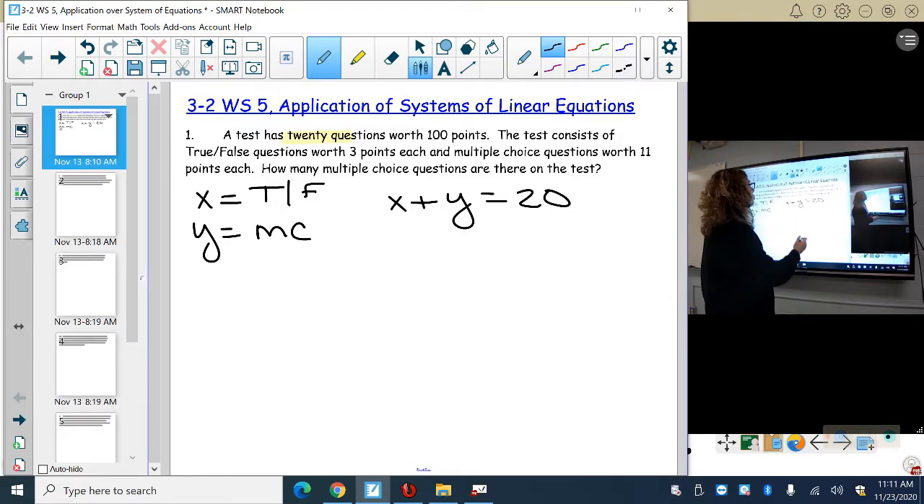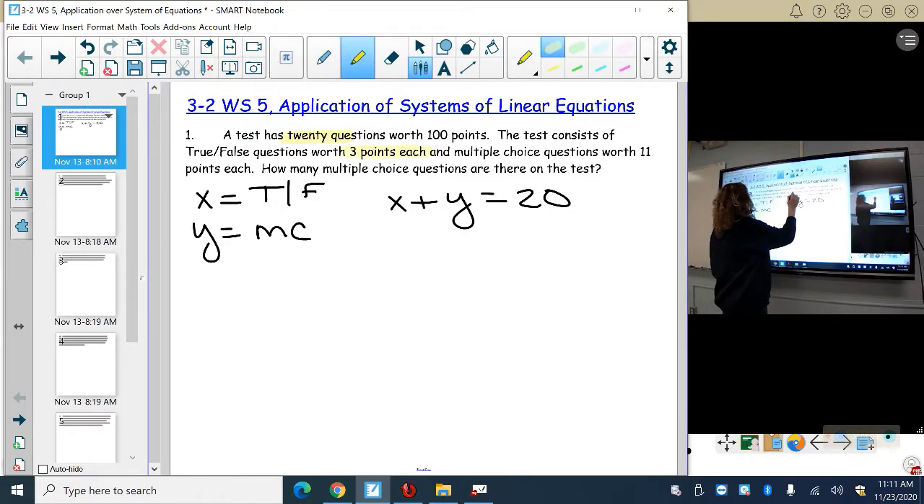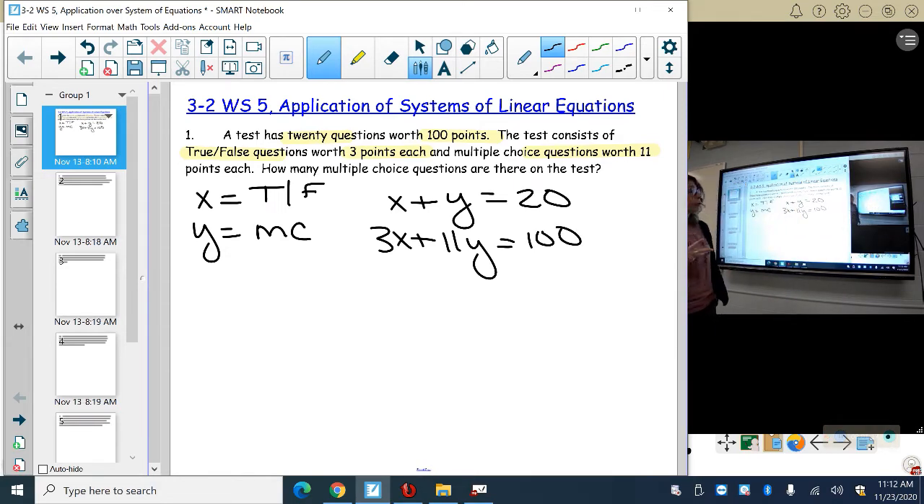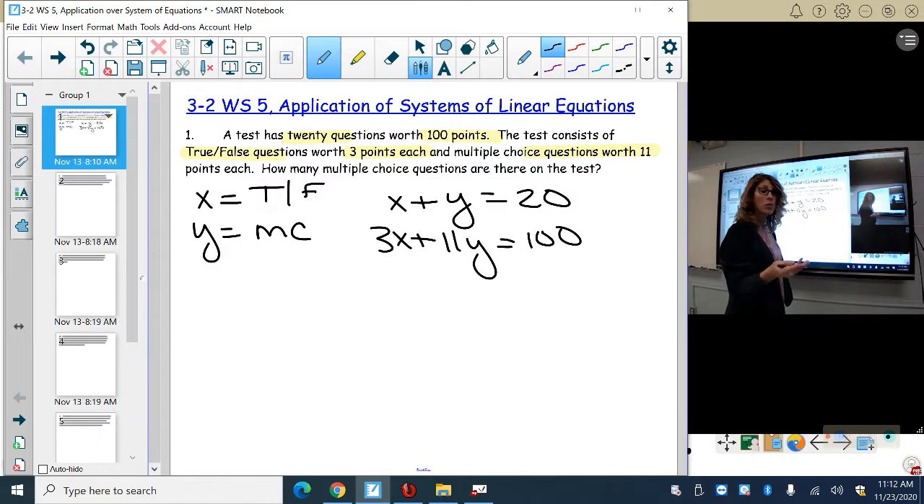But then it tells you that each true and false question is 3 points, so that's 3x, and each multiple choice is worth 11 points, so that's 11y, and that has to equal the total points on the test, which is 100. Now, those are your two equations you would use, and you're going to find x by either doing this elimination or substitution. You could do either or on this. The x's are lined up, the y's are lined up, so you could do both. Substitution is very simple to do on this one because it's a 1x or a 1y.